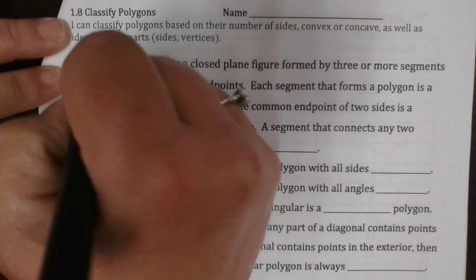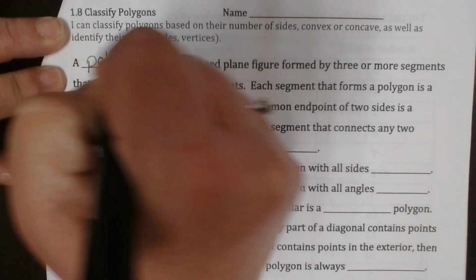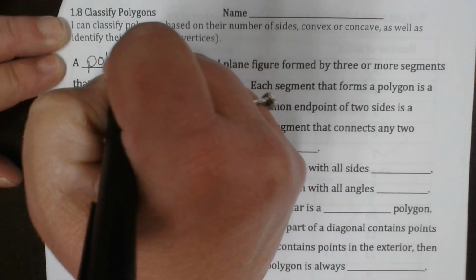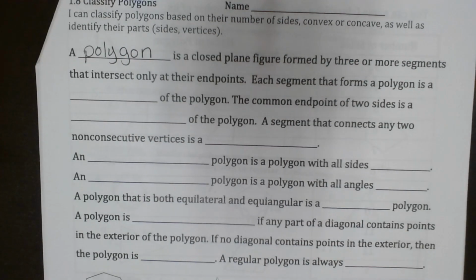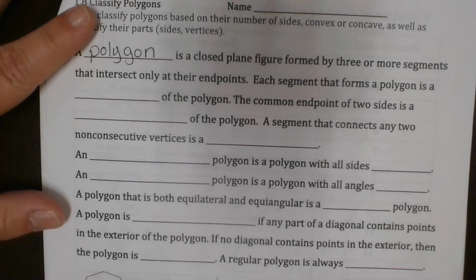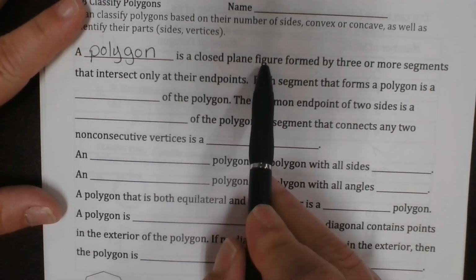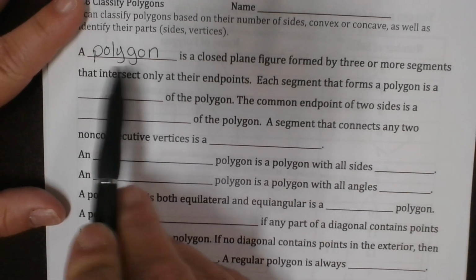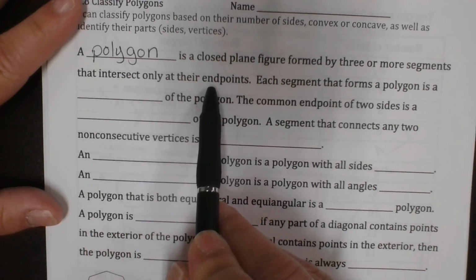So a polygon, poly just means many sides, right? So the smallest polygon is a three-sided polygon, which is a triangle, right? We're going to do a lot of work on triangles as we go. But it's a closed plane figure formed by three or more segments that intersect only at their endpoints.